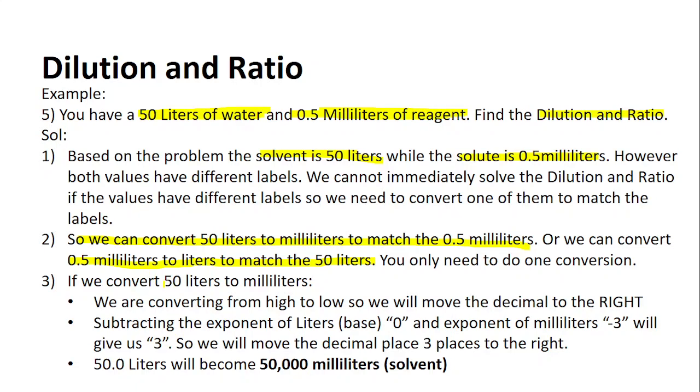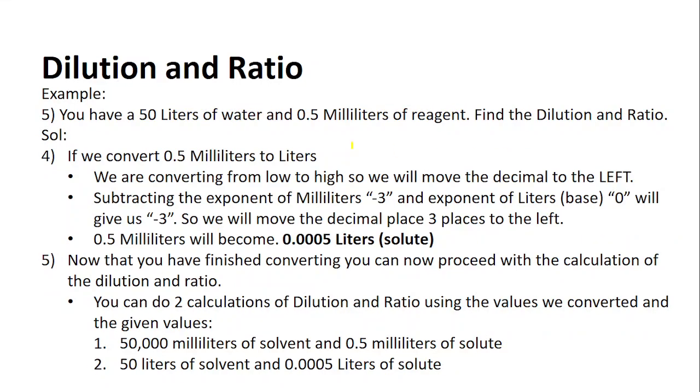So, if we convert 50 liters to milliliters, the answer is 50,000 milliliters. That is your solvent. Then for number 4, if we convert 0.5 milliliters to liters, your answer is 0.5 liters. That is the solute. So, now that you have finished converting, you can proceed with the calculation of dilution and ratio.